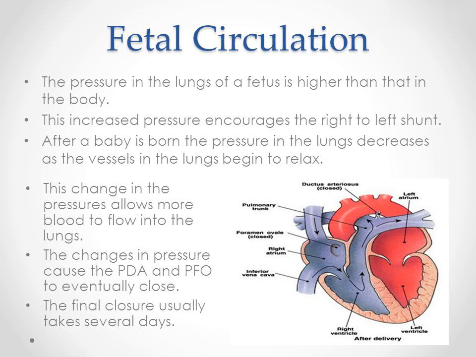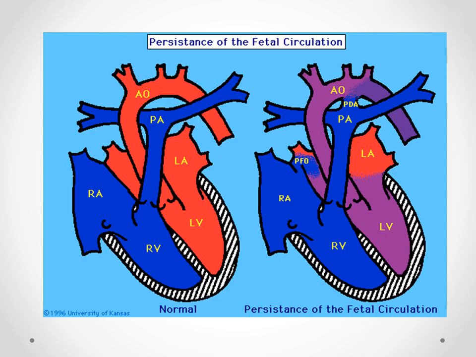Fetal circulation. The pressure in the lungs of a fetus is higher than that in the body. This increased pressure encourages the right to left shunt. After a baby is born, the pressure in the lungs decreases as the vessels in the lungs begin to relax. This change in the pressures allows more blood to flow into the lungs. The changes in pressure cause the PDA and PFO to eventually close. The final closure usually takes several days.